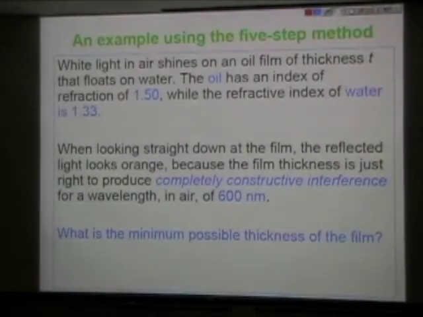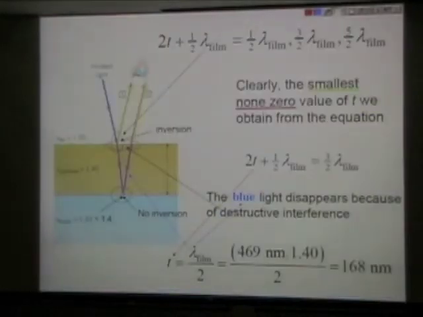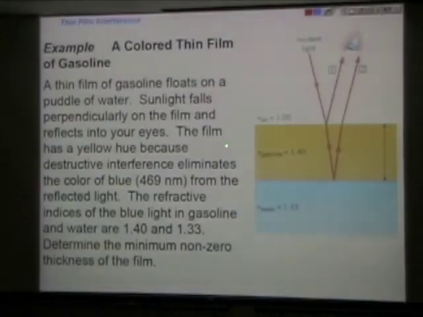We apply that approach to solve this particular problem. So this is the problem. Light is traveling like this. Air, oil on the surface of water. Well, this thickness is millimeters, micrometers, so that's fairly thin.